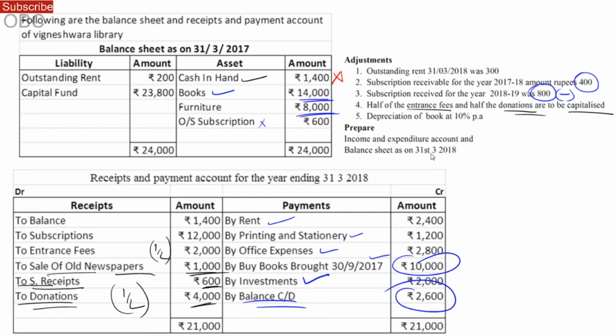Next we are moving on to liability side. First thing first, we'll move on to the balance sheet of the last year. In the balance sheet they are given outstanding rent 200 rupees. So that outstanding rent is already entered. So next we'll consider capital fund 23,800. So that 23,800 should be added under capital fund.